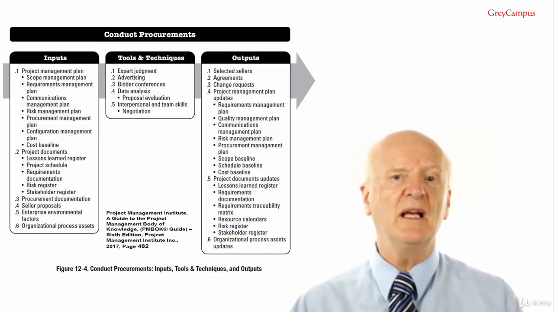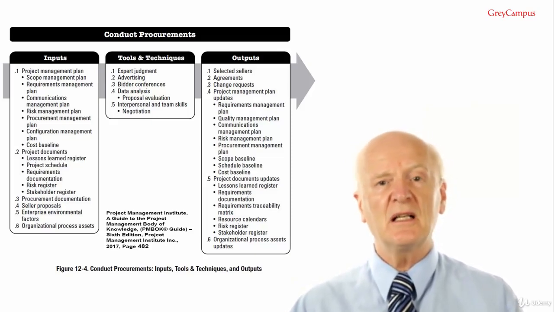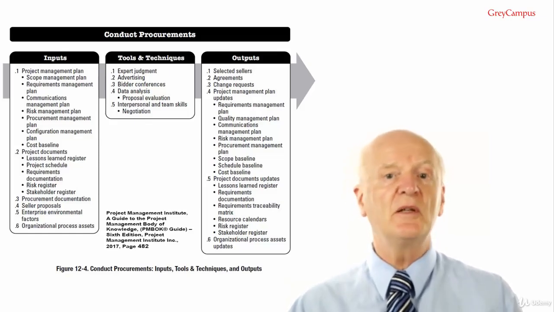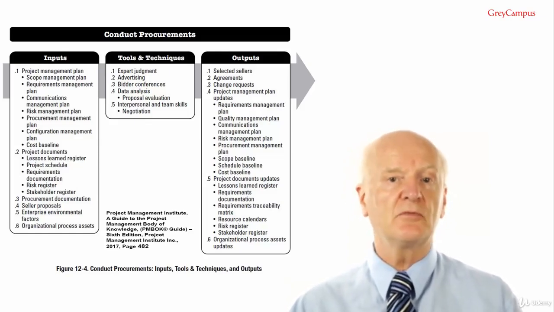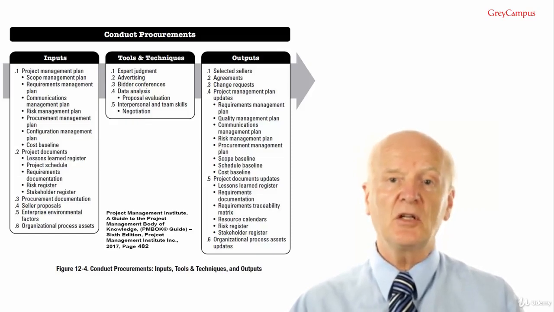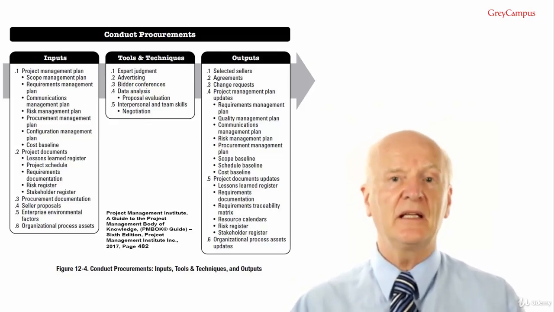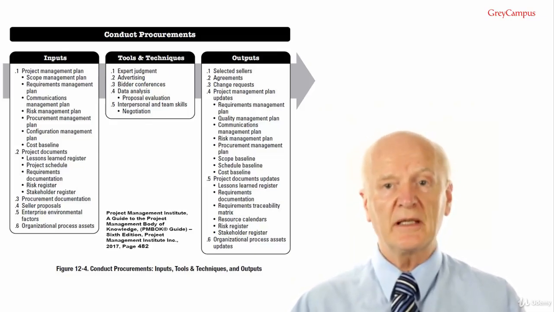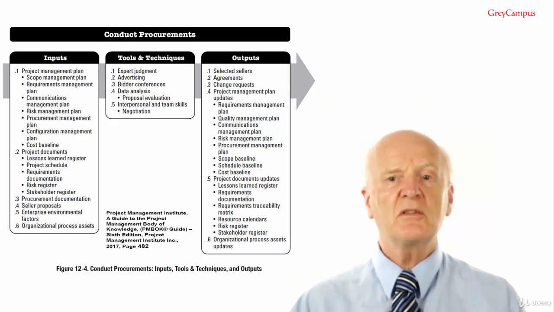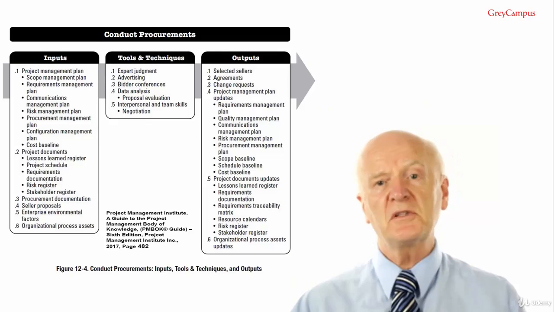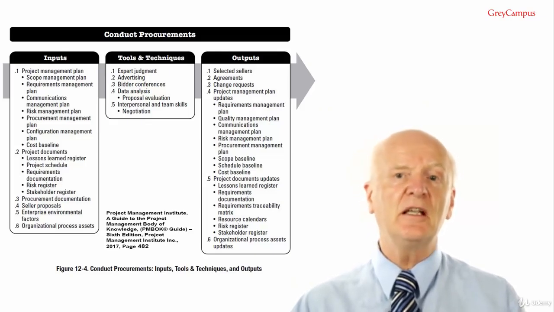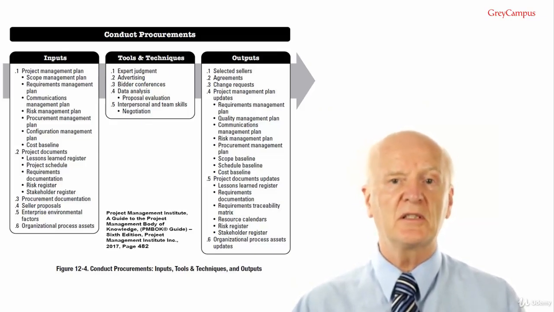Procurement statements of work. This provides sellers with a clearly stated set of goals, requirements and outcomes from which they can provide a quantifiable response. Independent cost estimates. This is a reasonableness check against a proposal. Source selection criteria would describe how bidder proposals will be evaluated, including evaluation criteria and weights.